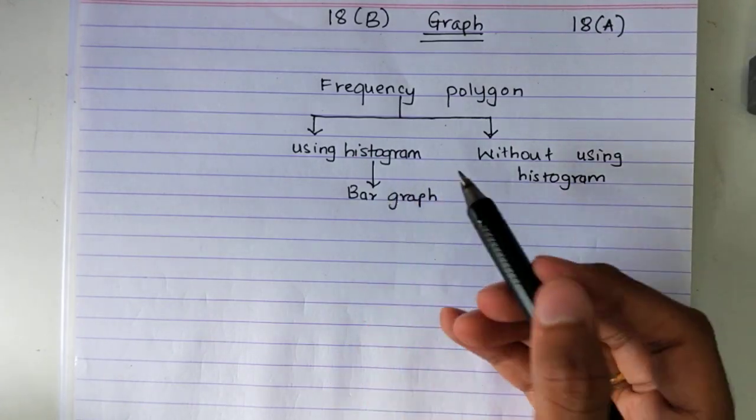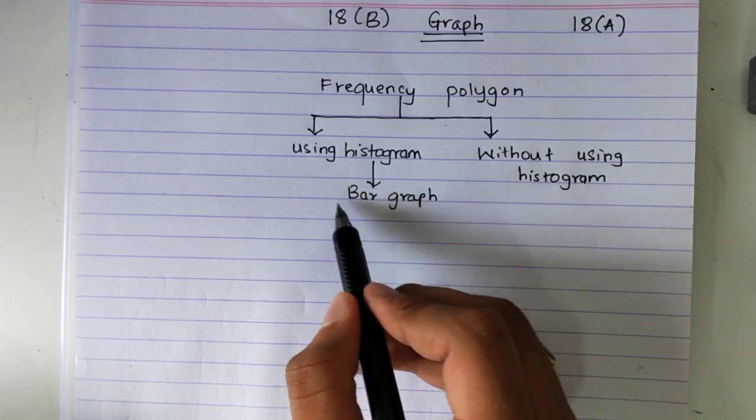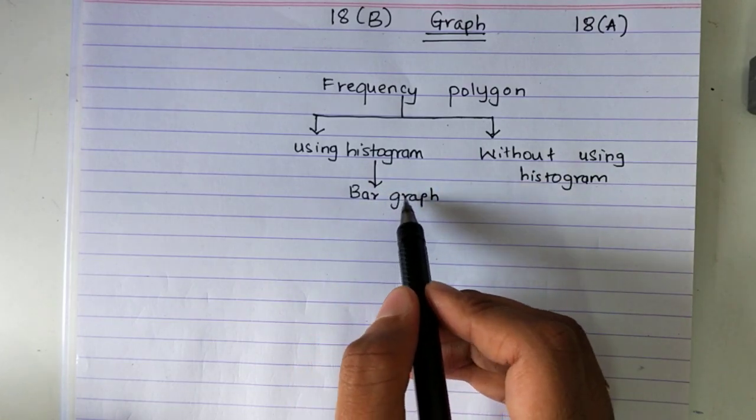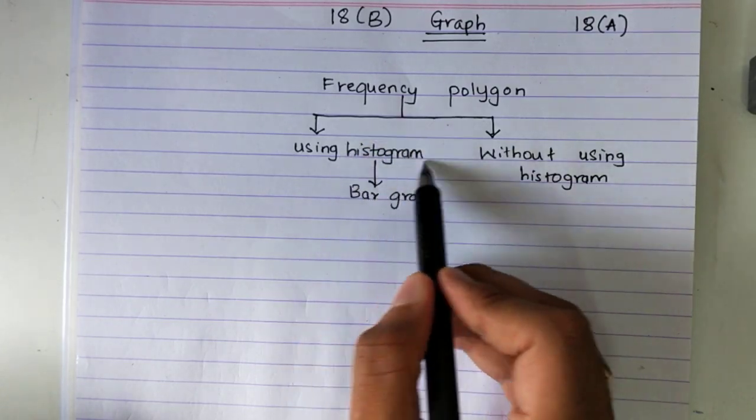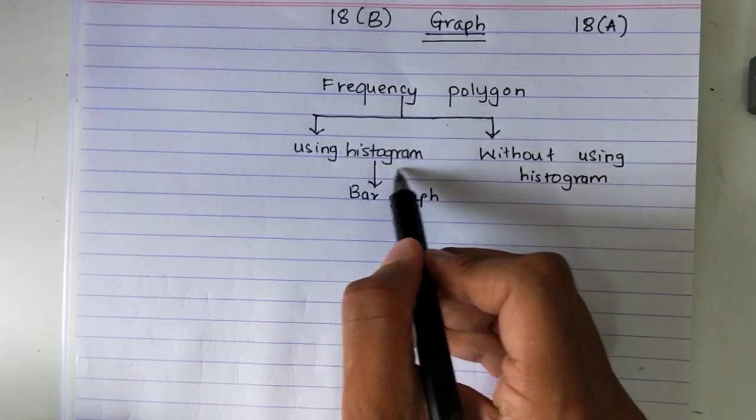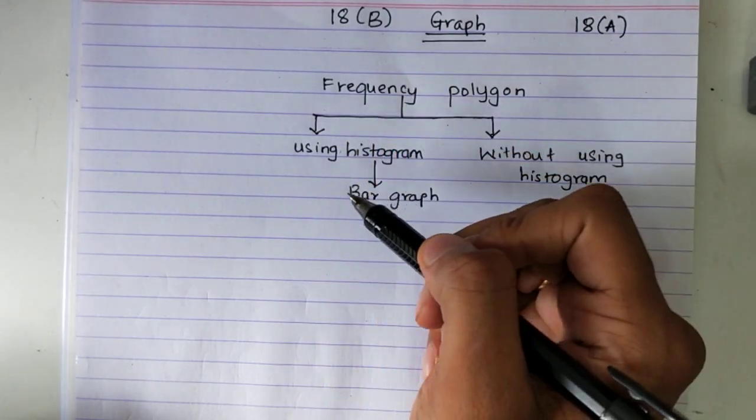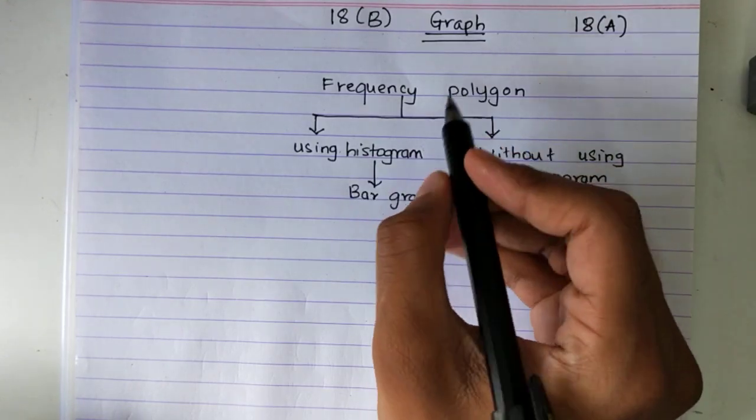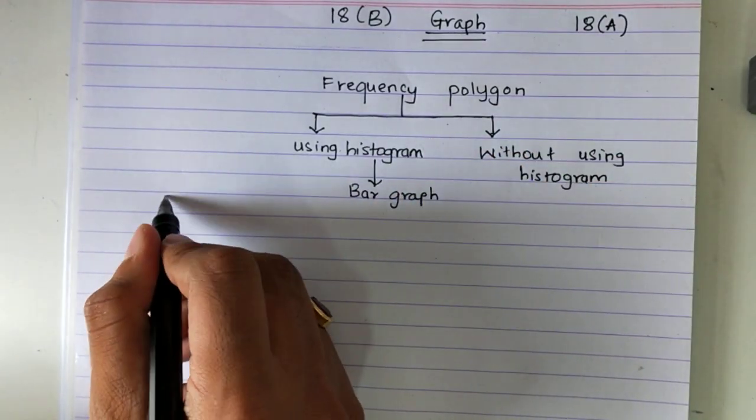So first we'll understand how to draw a bar graph, and then we'll understand how, by using this bar graph, this histogram, I'll use the word histogram now, we can draw a frequency polygon. Okay, so let's first understand the histogram.